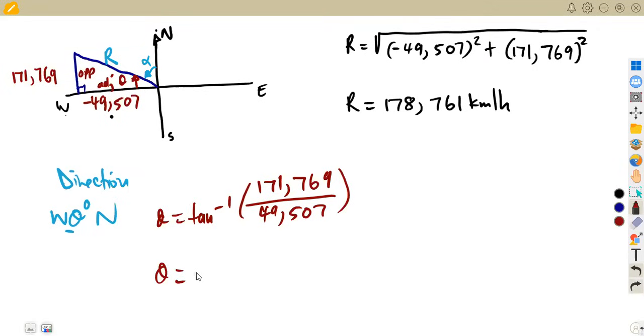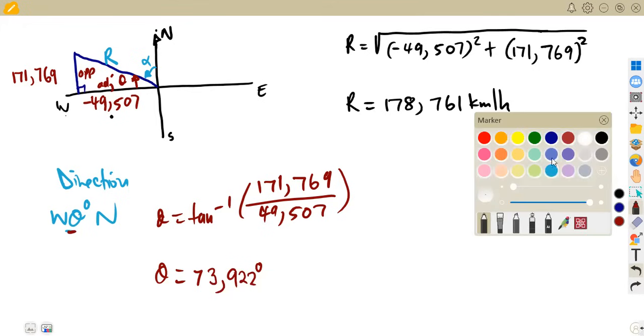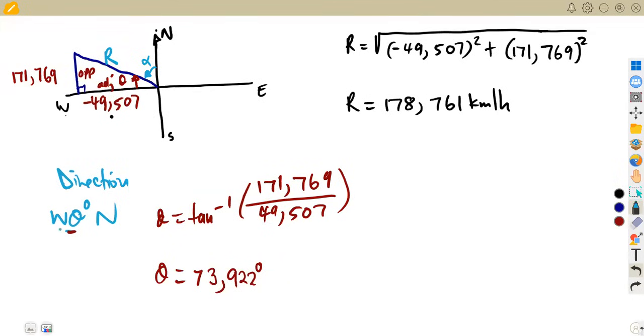So our theta is going to be 73.922 degrees. So in terms of the direction, we are simply saying it's west, theta degrees, which is west 73.922 degrees to the north. The direction there is to the north.